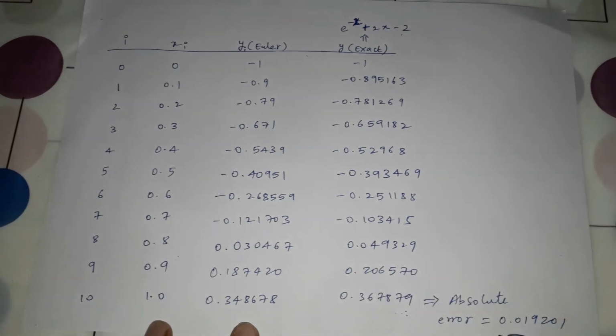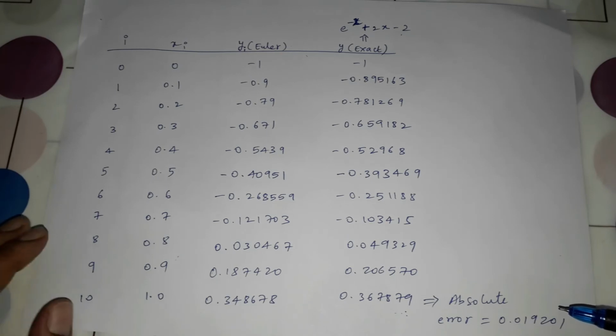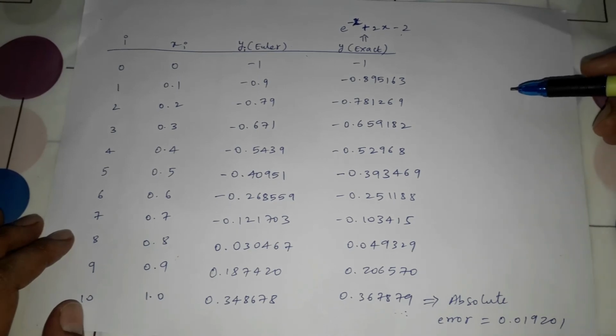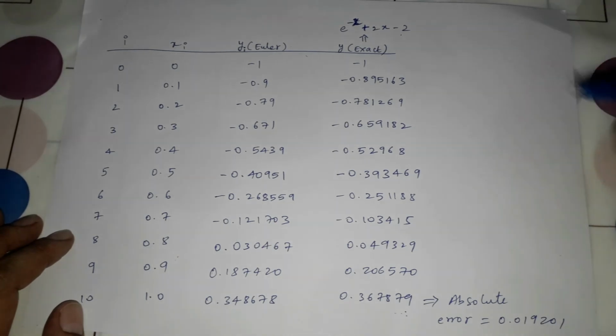So the absolute error in our solution is 0.019201. Relative error will be less than even 1%. So this solution is accepted. You understand? So in this way, whatever initial value problem is there, you can solve it very easily using Euler's method. Okay, there are more accurate methods like Runge-Kutta method of order 4. But because of the simplicity of Euler's method, the algorithm is very simple. Many softwares use Euler's algorithm to solve initial value problems.